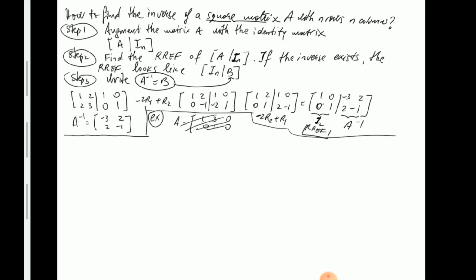So the original matrix, let's write it here. The original matrix is 1, 3, 3, 1, 4, 3, 1, 3, 4. So to find the inverse, we're going to augment the matrix with the identity matrix, which in this case is going to be 1, 0, 0, 0, 1, 0, 0, 0, 1.